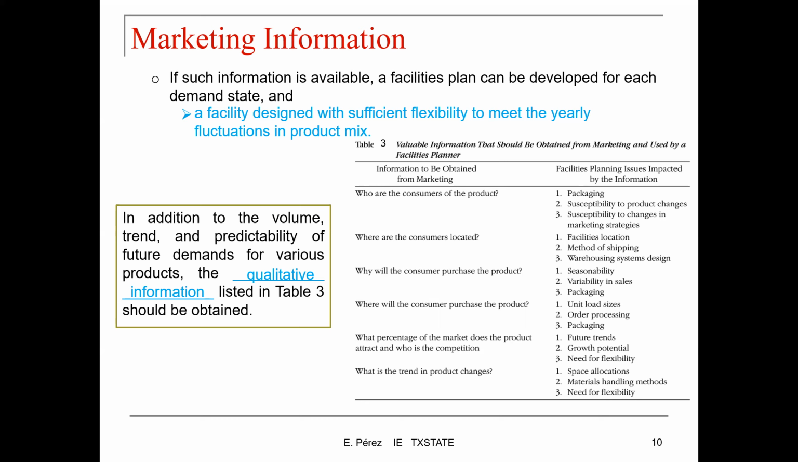Packaging is also relevant. And where will the customer purchase the product? Is it something that you buy per unit, or do you have to order? Again, packaging is relevant. What percentage of the market does the product attract, and who is the competition? So knowing who is the competition is very important. It can help you plan for future trends and growth potential for the manufacturing. What is the trend in product changes? Space allocations, material handling methods, and needs for flexibility.